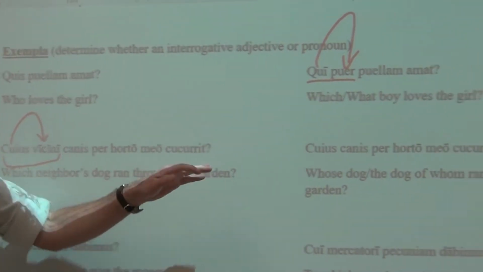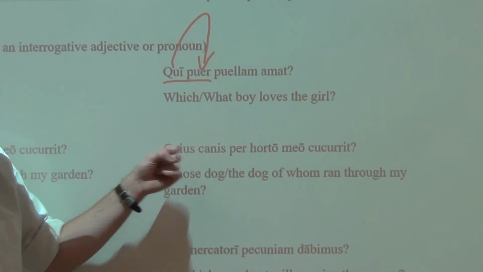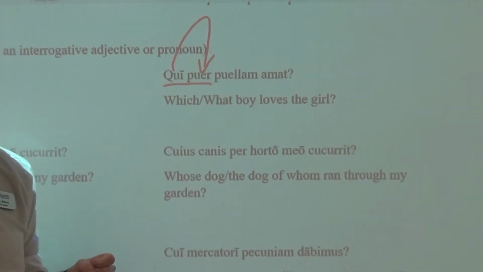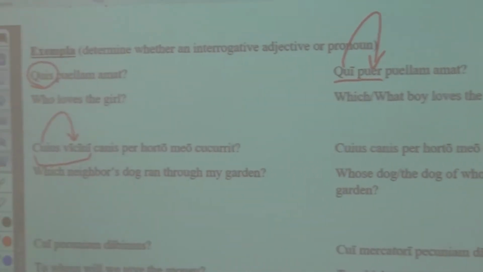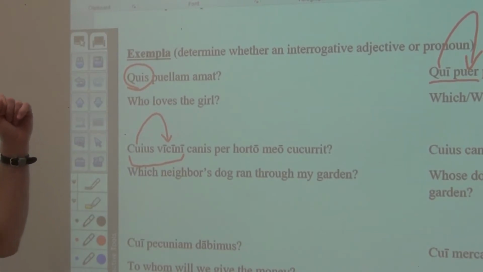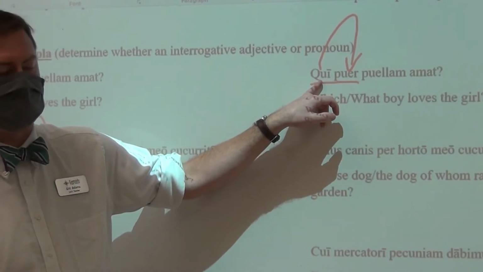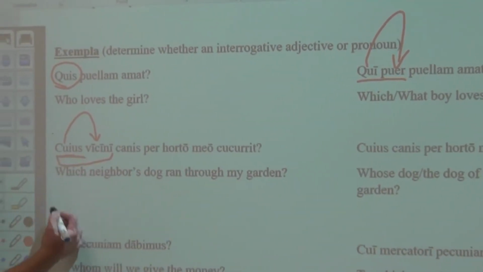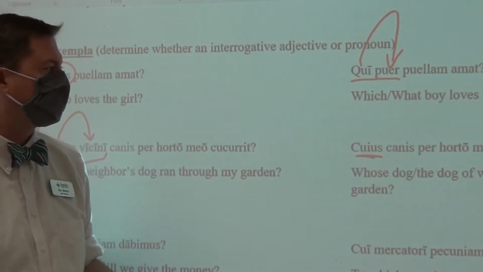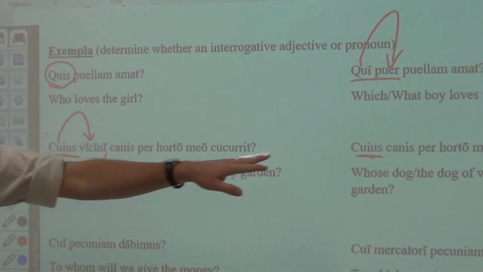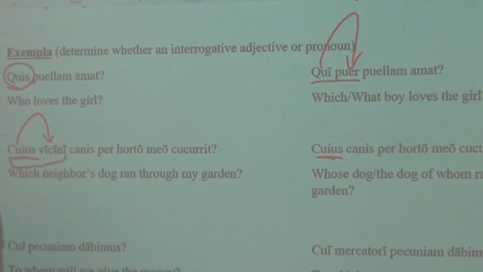Compare that to the pronoun, and it says, the dog of whom, or whose dog, ran through my garden. So again, you'll know the difference. In the nominative, it would be quis, quis, quid for pronouns and qui, quae, quod for interrogative adjectives. Here, the form is exactly the same. So how do you know that this one is the adjective and that one is the pronoun? Because obviously that one is modifying and that one is not. Whose dog? The dog of whom ran through my garden.